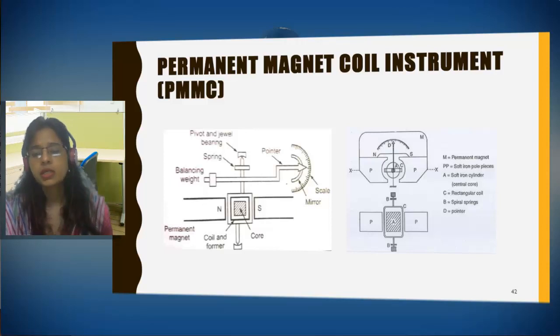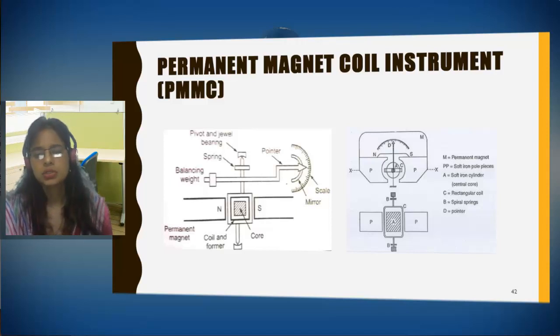As I discussed in the previous lecture, spring control mechanism is there to control the deflection. So if spring is there, that means spring control is used here. Okay, not gravity control. Spring control is being used for controlling the deflection of the torque. One thing is missing, that is the damping, and damping here is air friction damping.